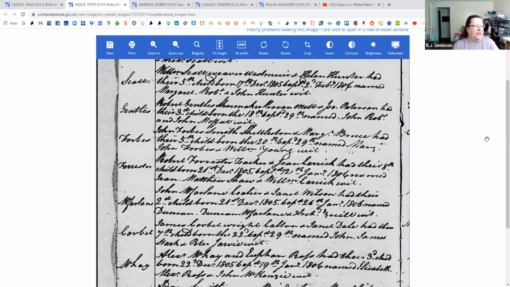But the thing I did want you to see is they're pretty consistently giving the wife by the maiden name, because Scottish law wasn't quite as restrictive as English law on the wife being folded into the husband's identity. It was still mostly based on English common law, but Scotland does have different laws than England.